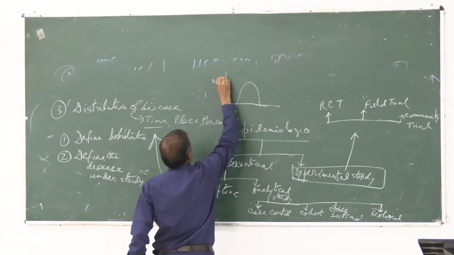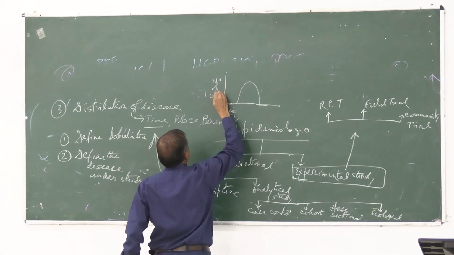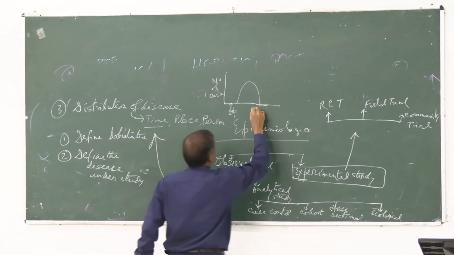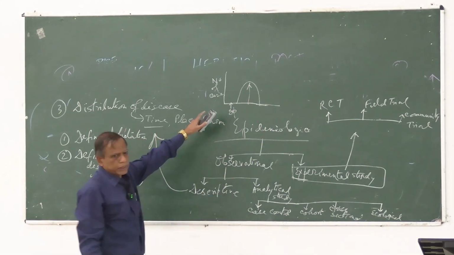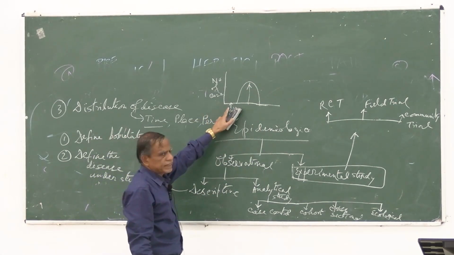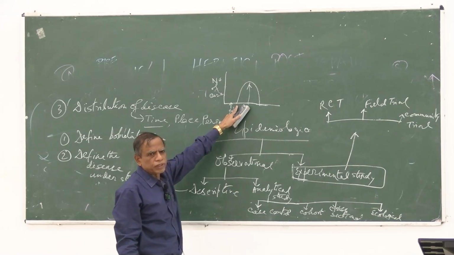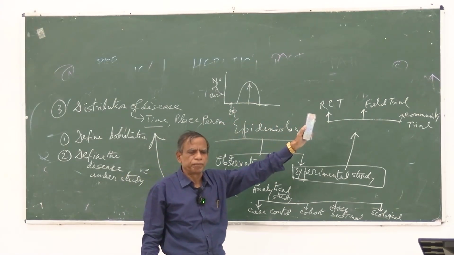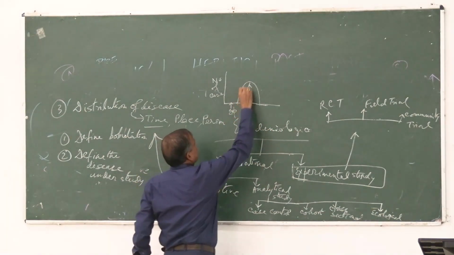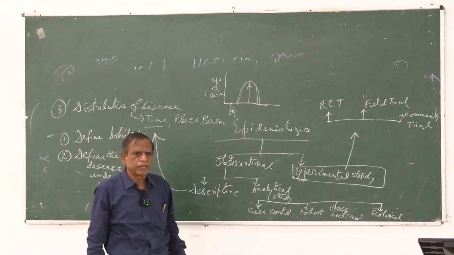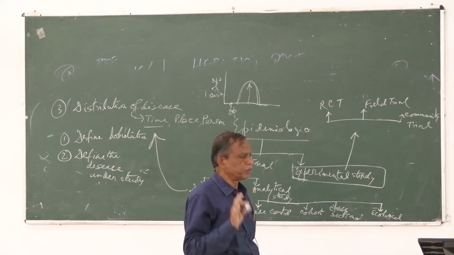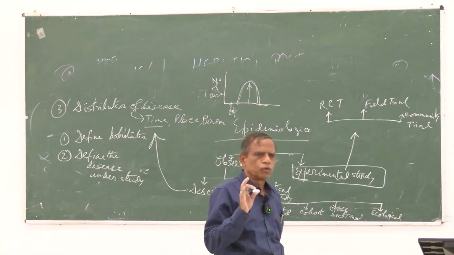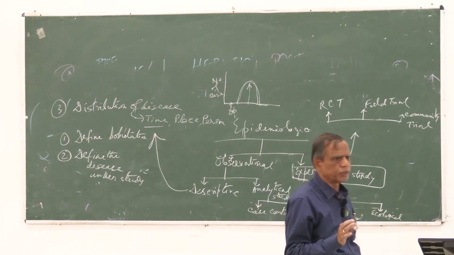exposure, number of cases. You see the number of cases developed within a short period of time. There is a steep rise and steep fall, and all the cases will occur within one incubation period. Have you got any idea what is incubation period?